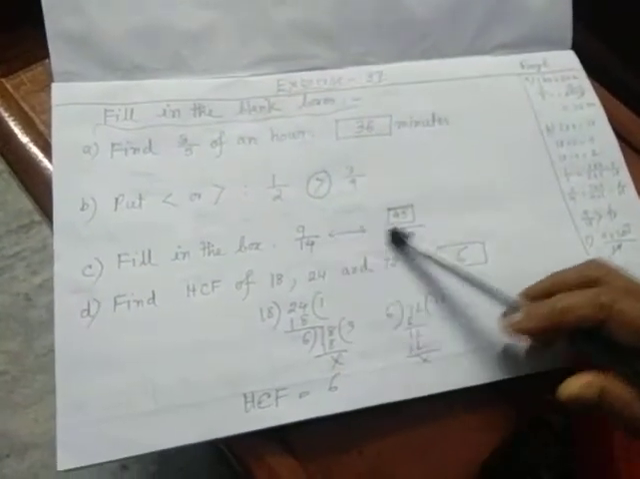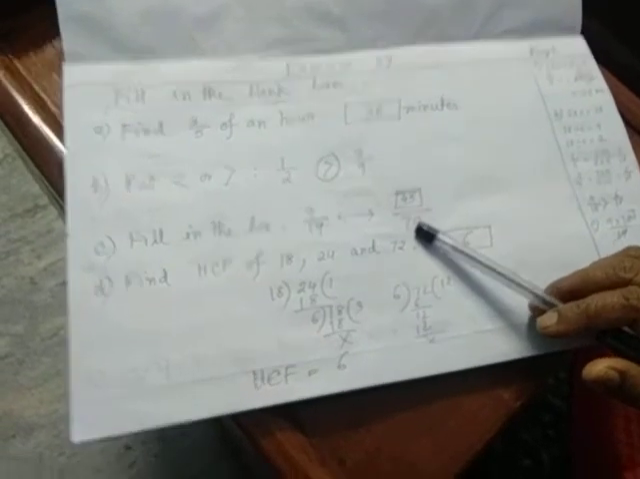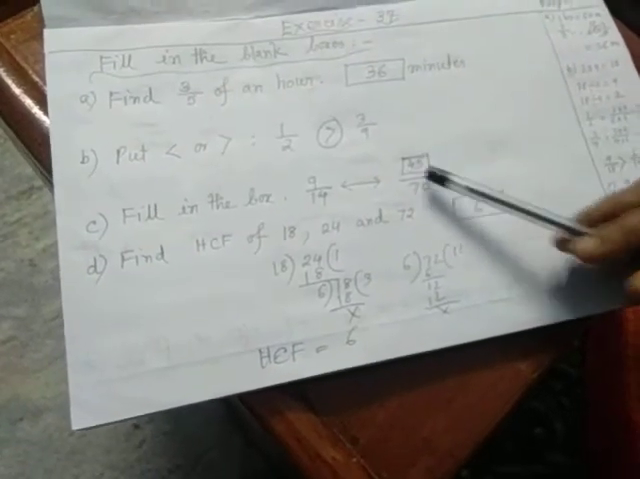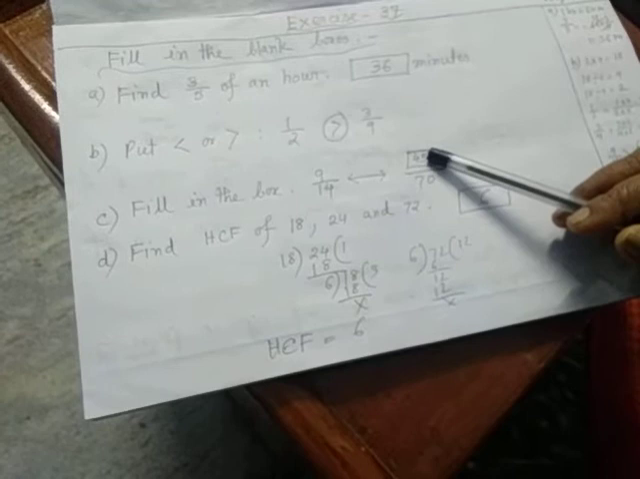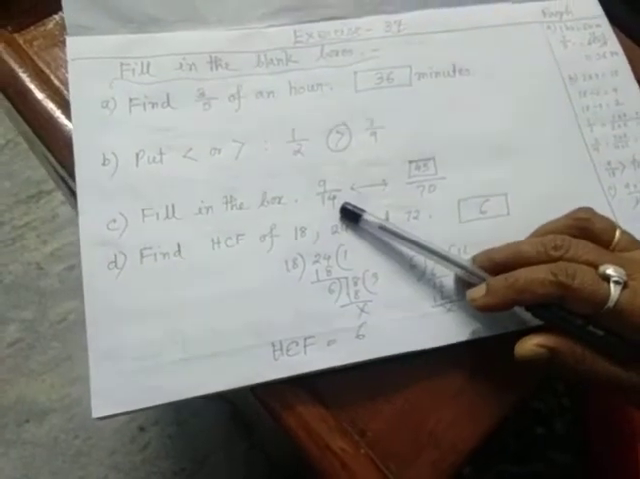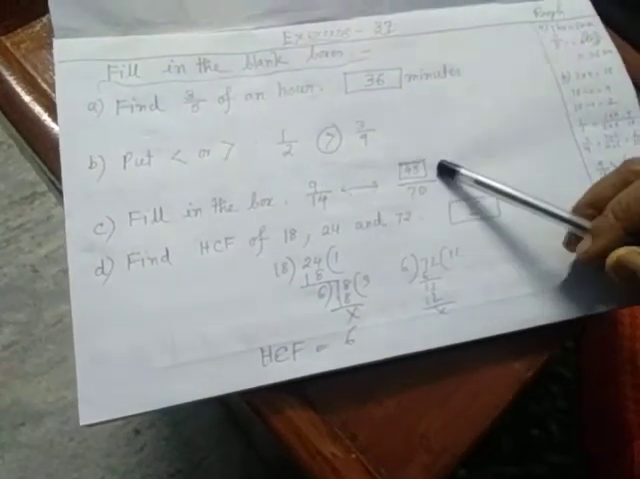C. Fill in the box. 9 by 14, denominator 70. What is the numerator? That is 14 into 5, 70. That is 9 into 5, 45.